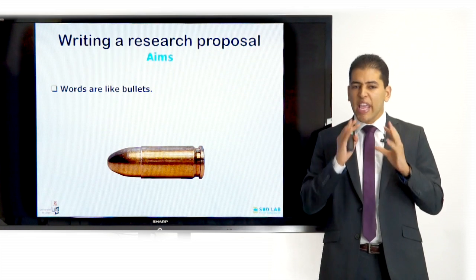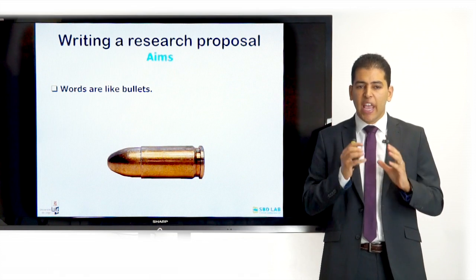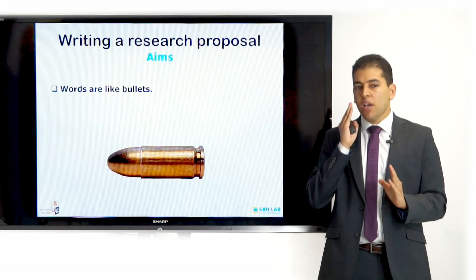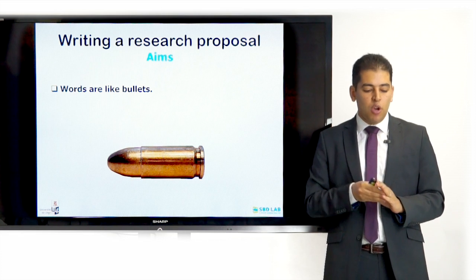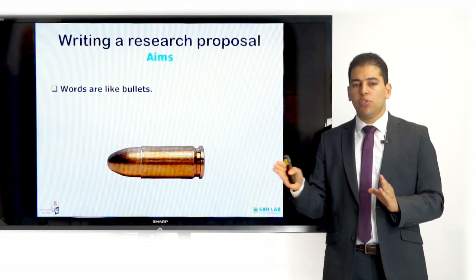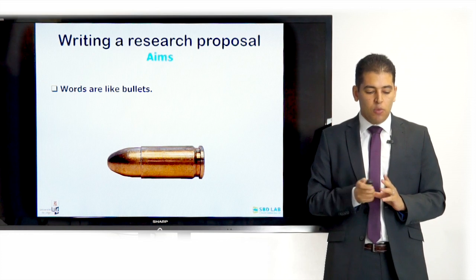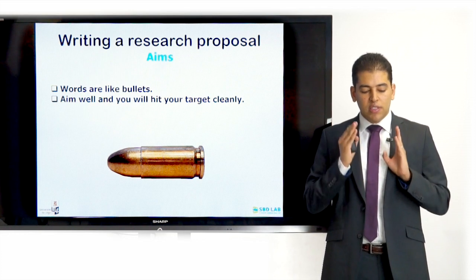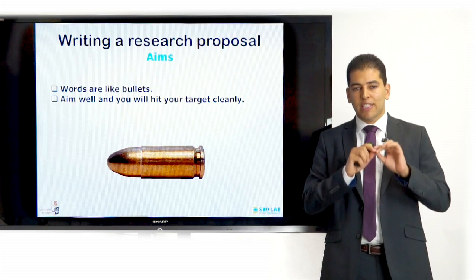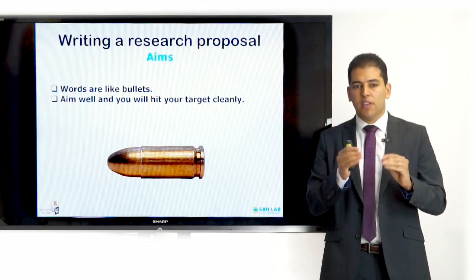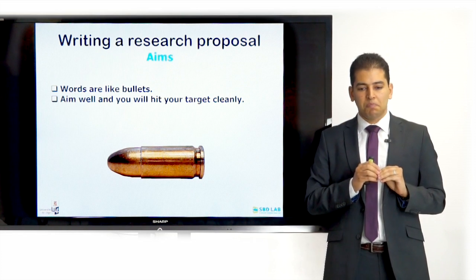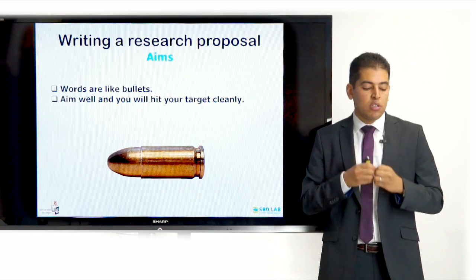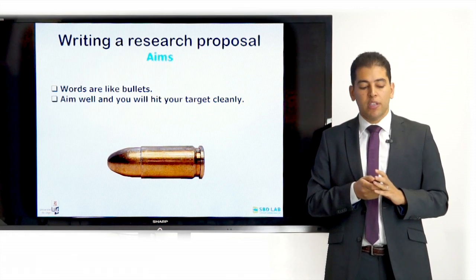into account that an aim is not an objective. An aim is like a bullet. It's very important to define your aim. Once you define a good aim, you are sure that you will do a good research. So, aim well, and you should hit your target cleanly. If you don't write a clear aim that is targeting a specific goal, you'll not succeed in doing your research.